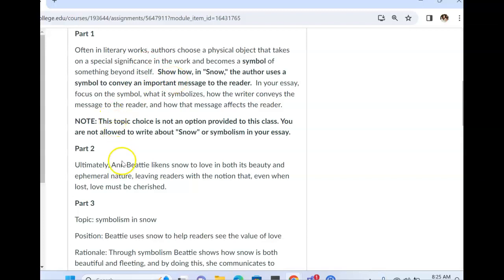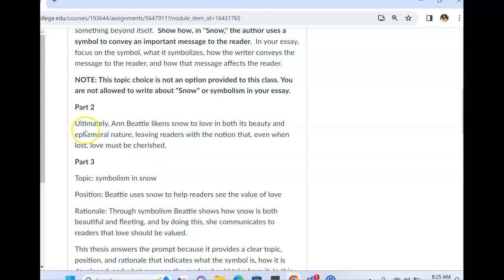So, part 2, I provide my thesis statement. Ultimately, Ann Beattie likens snow to love in both its beauty and ephemeral nature, leaving readers with the notion that, even when lost, love must be cherished. So I have a thesis statement here. It's a working thesis. I could probably stick with this for the entirety of writing an essay, but I have the advantage of having been a writer for a very long time and knowing the story very well. That's probably not your situation, right?